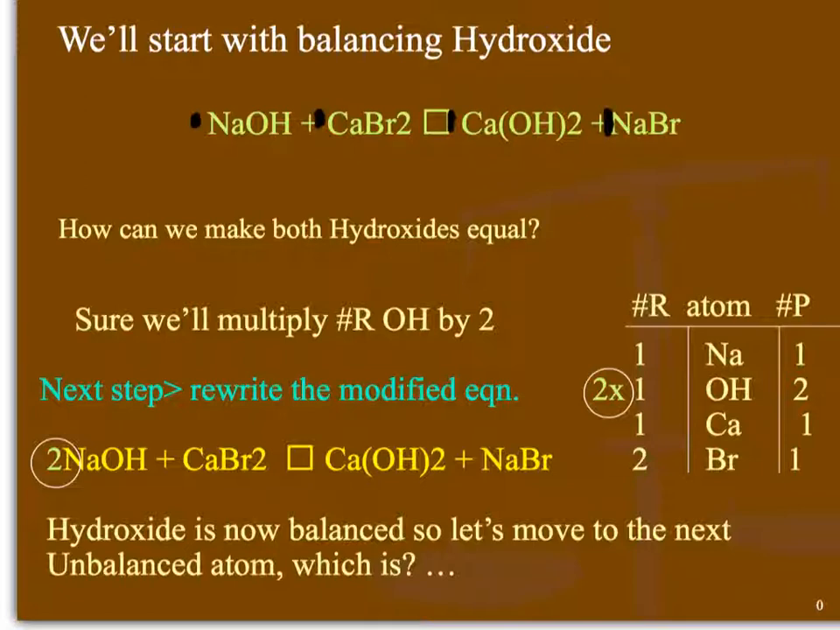So how can we make these hydroxides equal? Remembering we have one here and two here. Well, if we put a 2 in this box right here, we'll follow that down. We now have 2 times 1, or we have 2 hydroxides. Remember we have 2 hydroxides here. But just in math, whatever I do to my hydroxides, I also do to my sodiums. So I have 2 times 1 for my sodiums, so I now have 2 sodiums. That means that my sodiums are now not balanced.